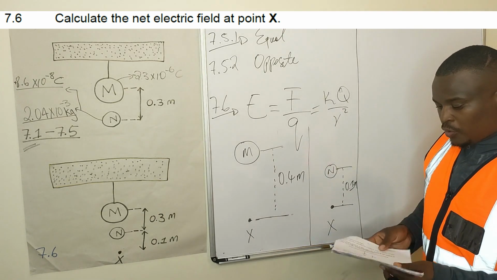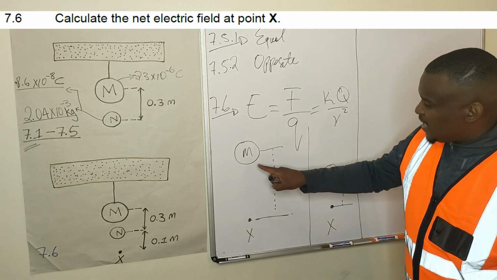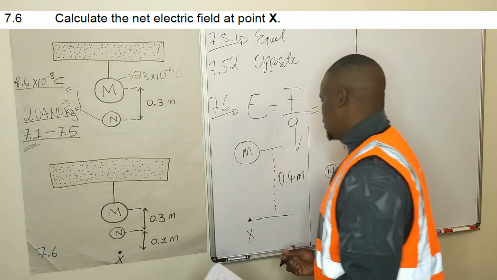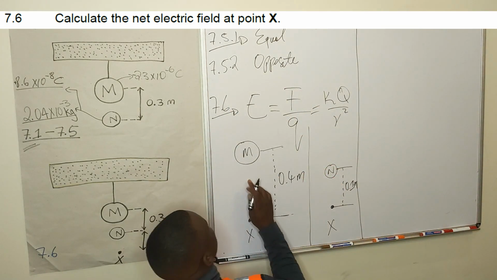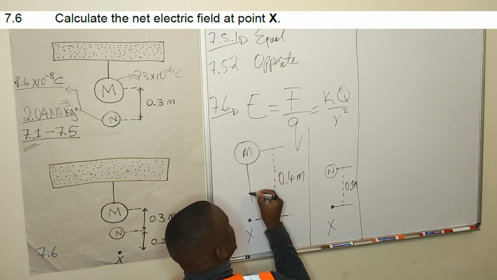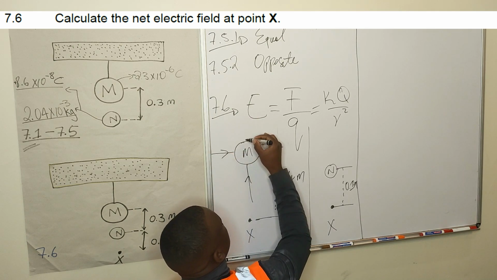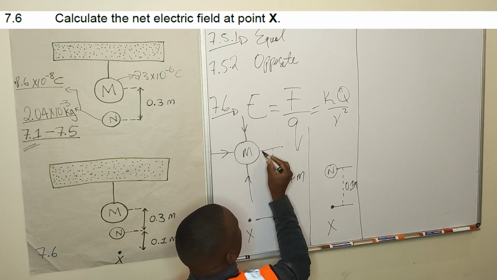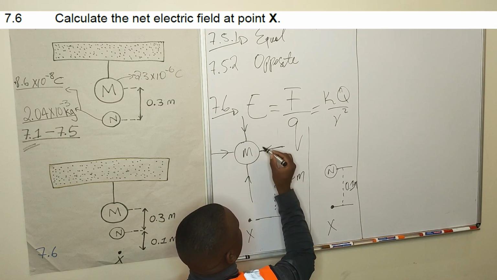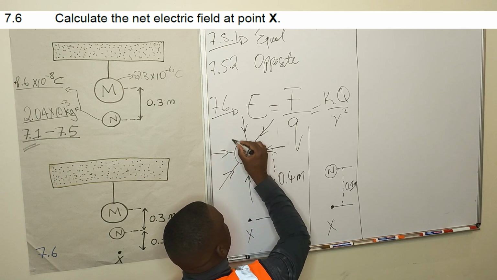So, what are we going to do? We know that M is negative, so the field lines around M are like this. They are towards M. So these are your field lines around M.